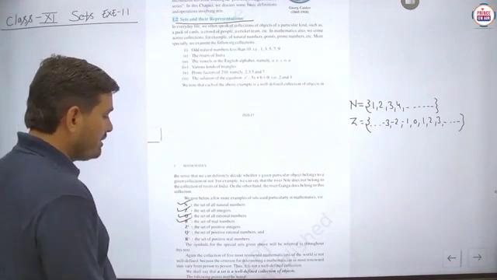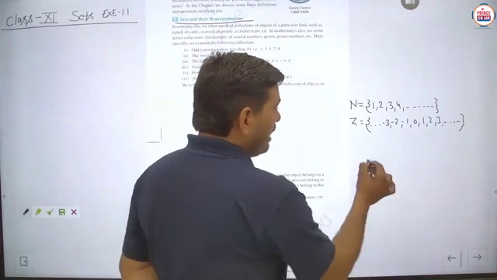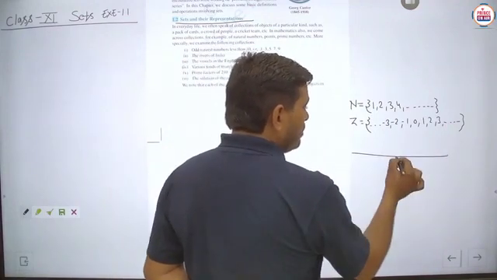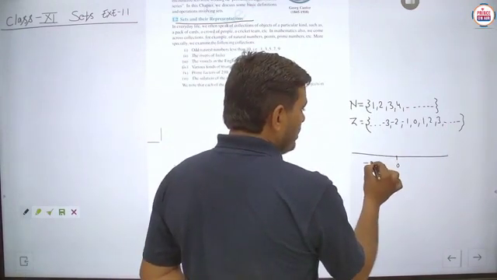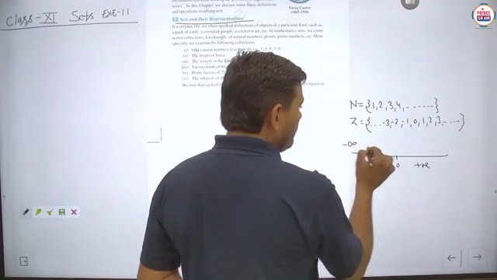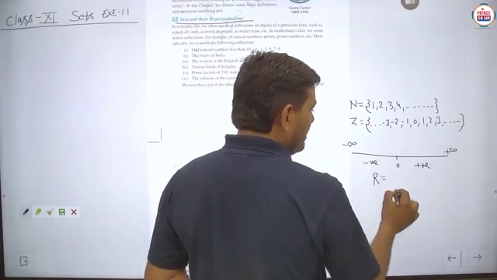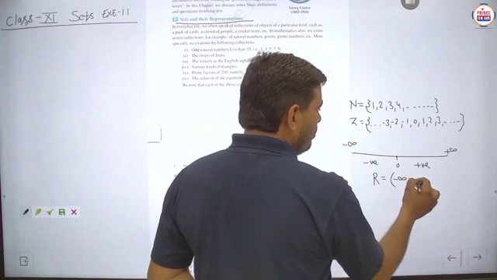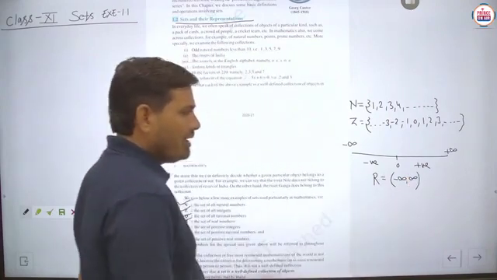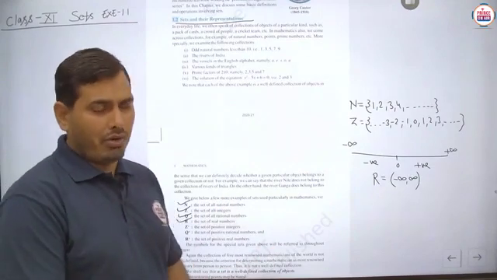Next we will take R. Capital R is the set of real numbers, meaning any number which can be plotted on the number line, with 0 here, negative numbers on one side and positive numbers on the other. This is minus infinity and this is plus infinity. So R is represented as the set from minus infinity to plus infinity, and in this category all kinds of numbers are included.